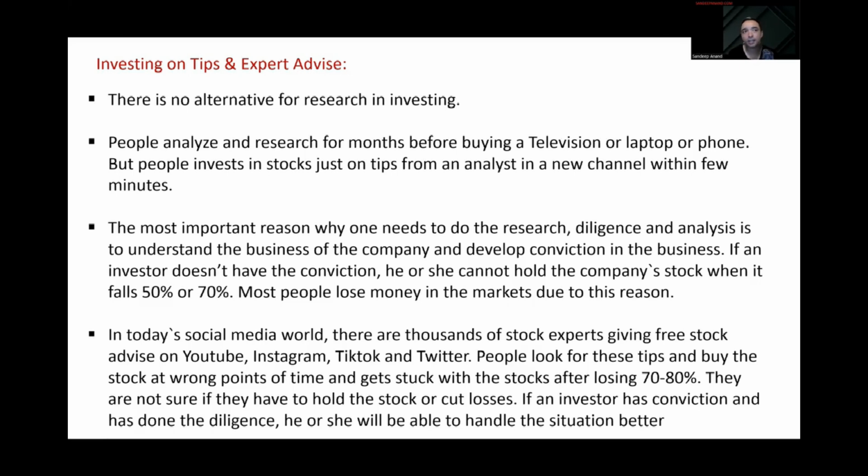It's very easy to give a list and get some followers out of it. And followers will come on YouTube and Twitter mostly for people who talk about stocks, because that's where people see value. But the problem is, very often they get stuck in those stocks, penny stocks, small cap stocks, or fundamentally bad stocks, and then they never come into markets again. So those are the experiences. It's not a good idea to just look at shortcuts and tips, especially from people whom we don't know, unless the source is valid. So it's a good idea to do the analysis, do the diligence, and learn the game of investing. The most important reason why one needs to do the research, diligence, and analysis is to understand the business of the company and develop conviction in the business.